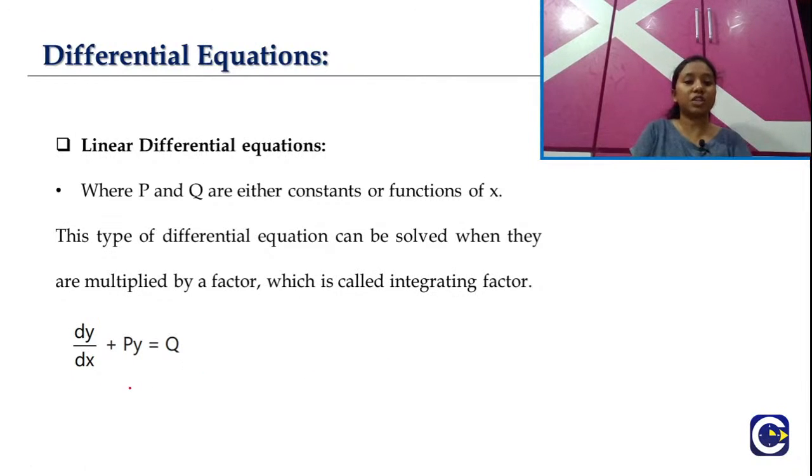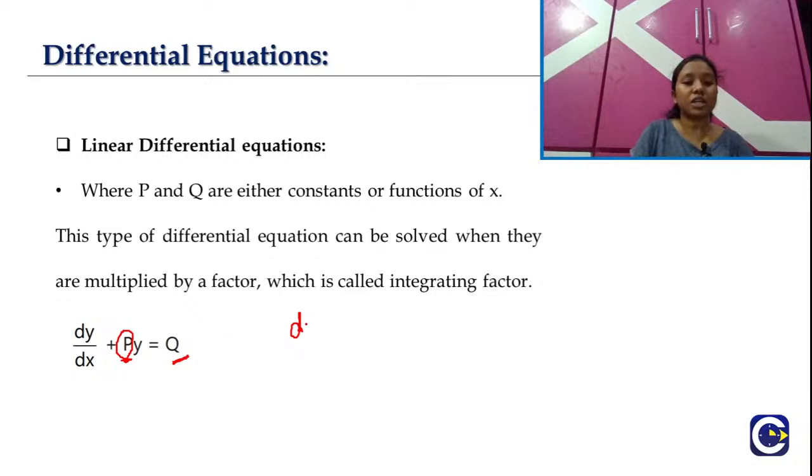Right, so as I mentioned, p and q can be either constants or functions of our independent variable x. So there are two possibilities here, so four possibilities we can say. P can be a constant, and q can be a function. Likewise, we can have the permutations and combinations here.